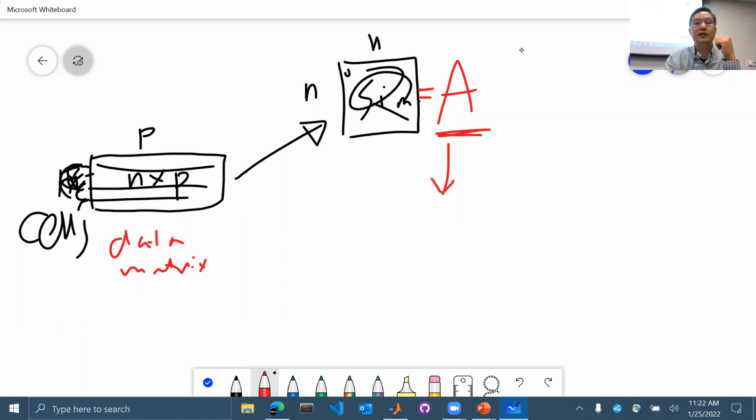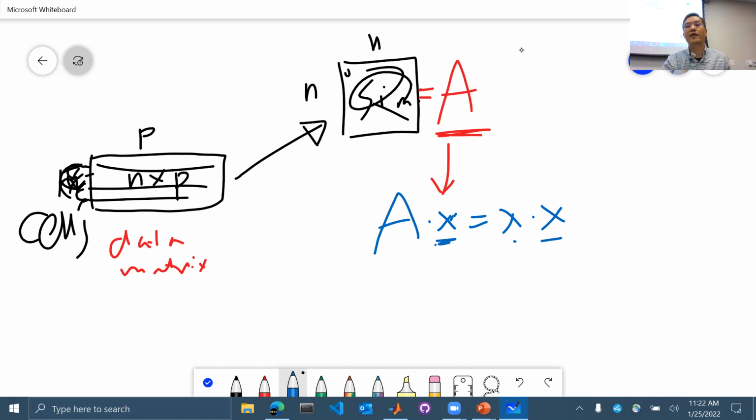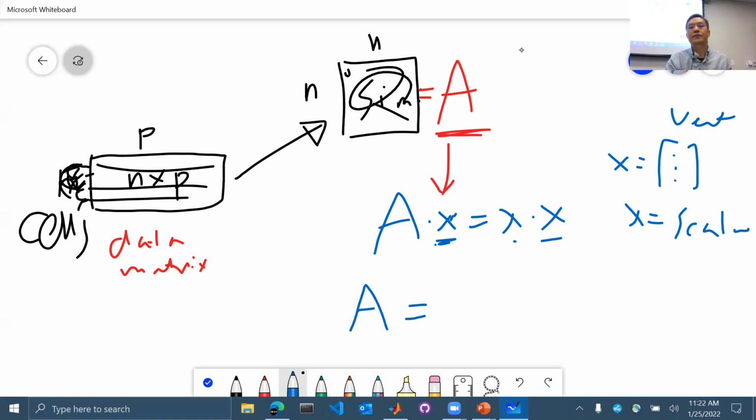Now, if I know how to compute this relationship, A times X equals lambda times X, and I have a squared matrix, I can immediately compute these two values: X is the eigenvector, a vector, and lambda is a value. Now I can decompose A into X times lambda times X inverse. I just move this from the right to there. So in this case, lambda.